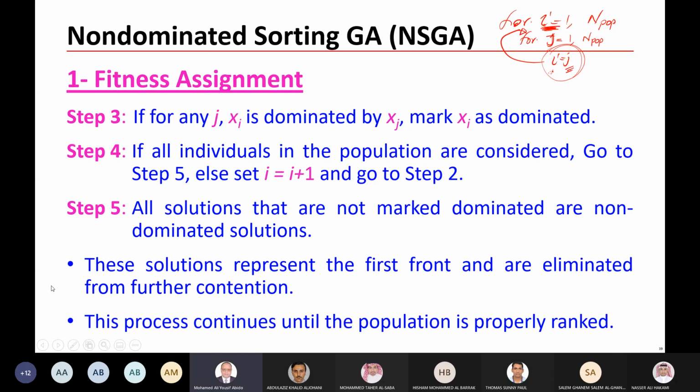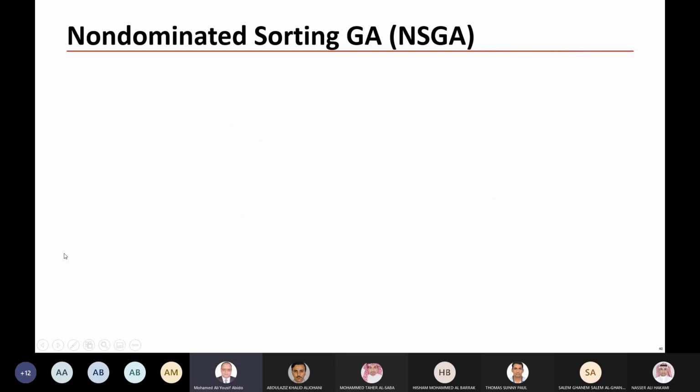Is it clear? Computational flow is clear? Okay.